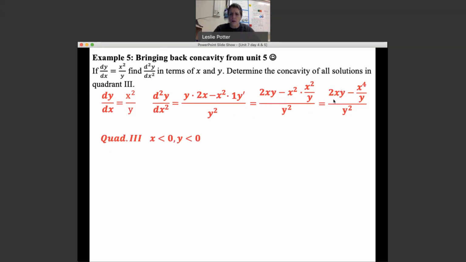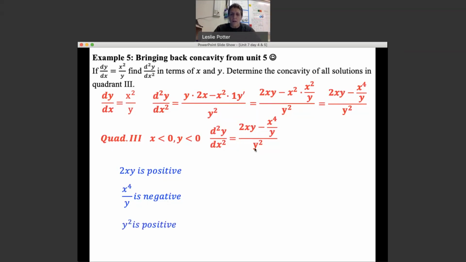So let's take this first one, 2xy. Since x is negative and y is negative, it's 2 times a negative times a negative. It's a positive number. So then we know this whole thing is positive. Now let's look at this next one, x to the fourth over y. Well, x is negative, but to the fourth power it's going to make it positive. And if y is negative, we have a positive over a negative, which is negative. Now let's take a look at the denominator. If y is negative, and we square it, then y squared ends up being positive. So we have a positive minus a negative over a positive. Okay, so that makes the second derivative in its entirety positive.